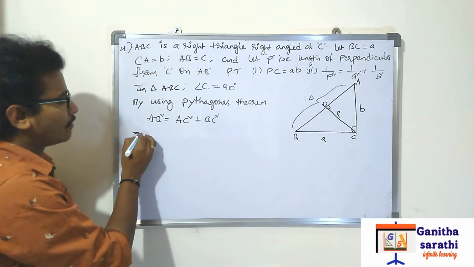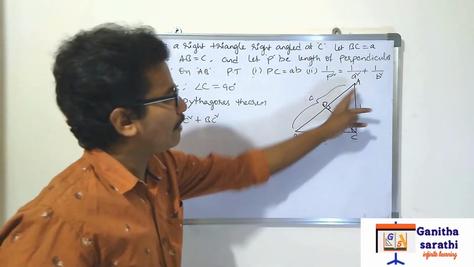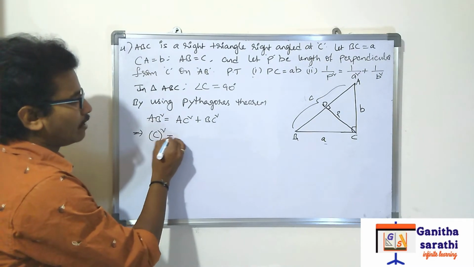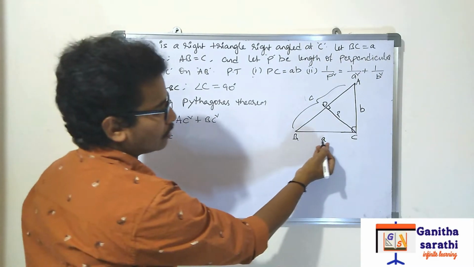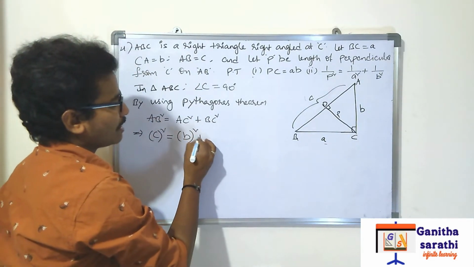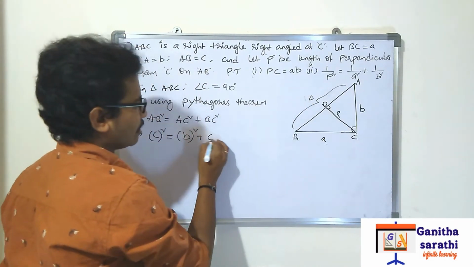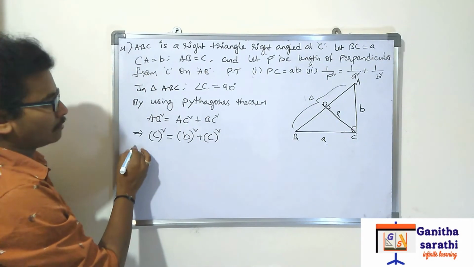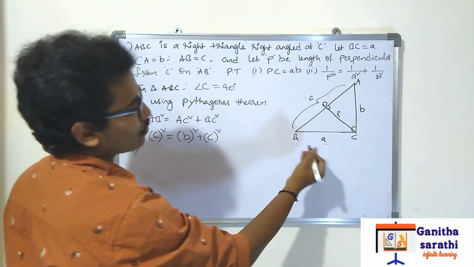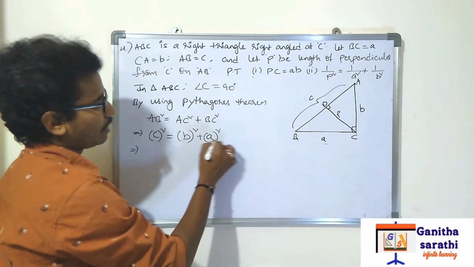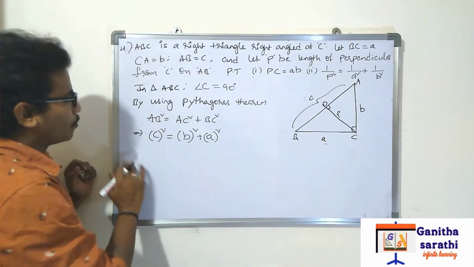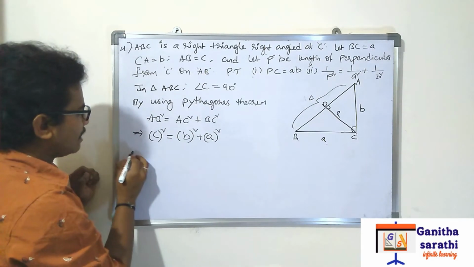AB square: the AB value is c. So c square is equal to AC value, which is b, b square, plus BC value, which is a, a square. Yes. Now see here, we got the first proof. What is the first proof we got? PC is equal to AB.